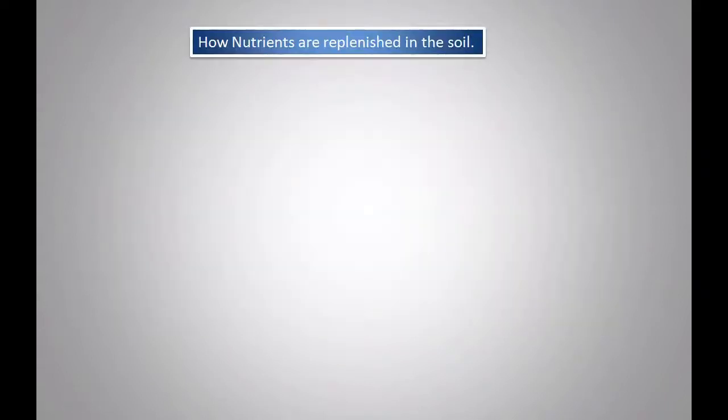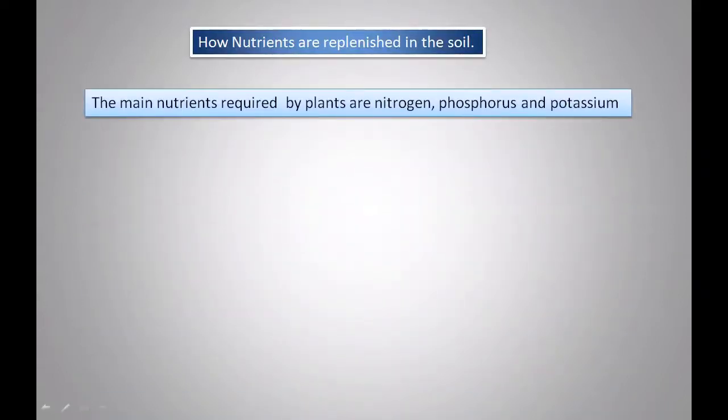Now, how are nutrients replenished in the soil? The main nutrients required by plants are nitrogen, phosphorus, and potassium.